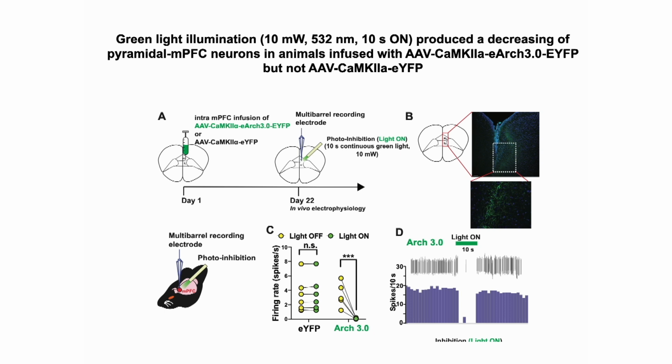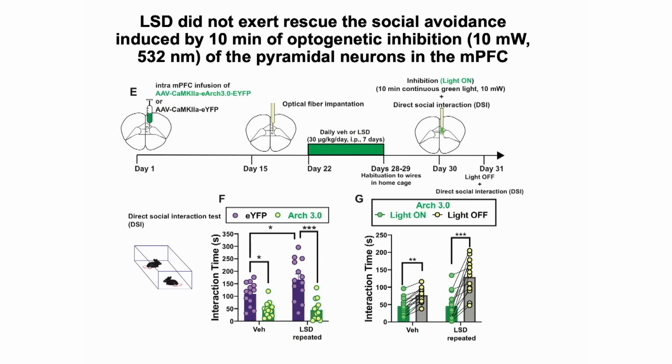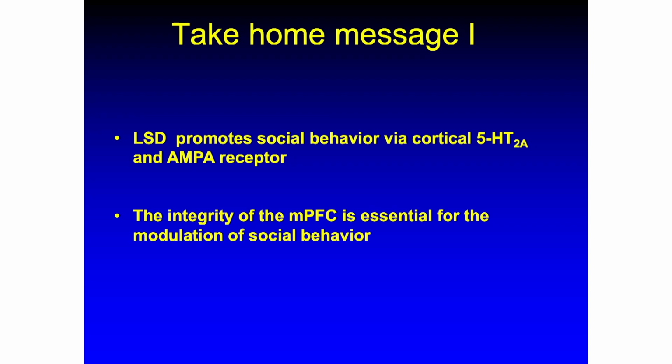And basically what we found is that when the neuronal activity of those pyramidal neurons, glutamatergic neurons, in the medial prefrontal cortex was shut down, LSD was not able to exert the prosocial effect. So this means that the prosocial effect of LSD is primarily mediated by the 5-HT2A receptor and AMPA receptor for sure, and that the integrity of the medial prefrontal cortex is fundamental for the ability of LSD to produce social behavior.